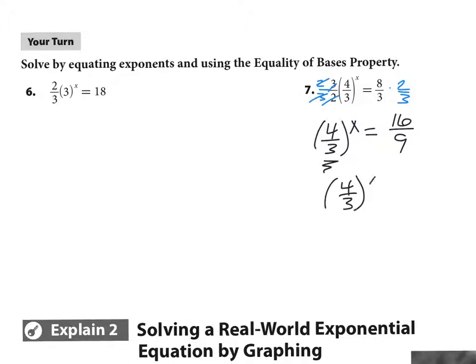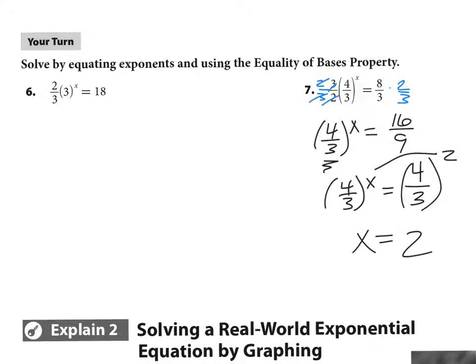But you want to get it as a base of 4/3. Okay? So 4 what? 4 squared is 16. 3 squared is 9, so really that's 4/3 squared. Again, 4 squared is 16, 3 squared is 9, which means x is 2.